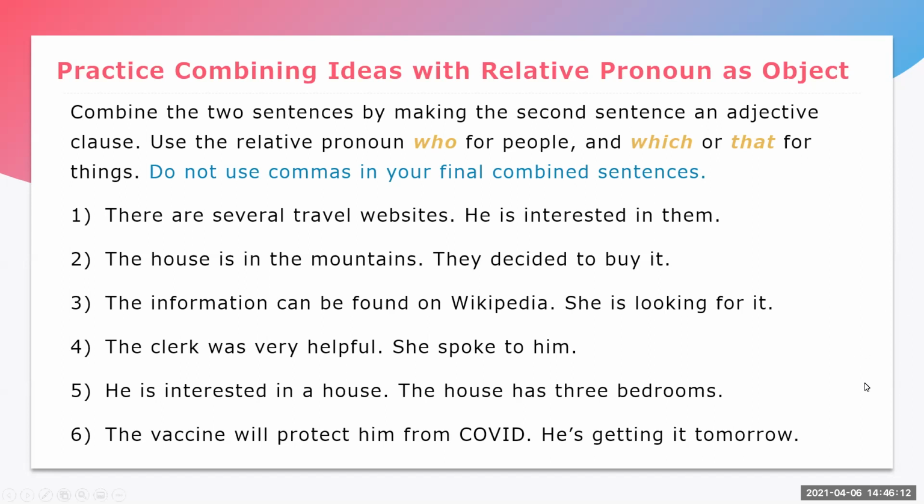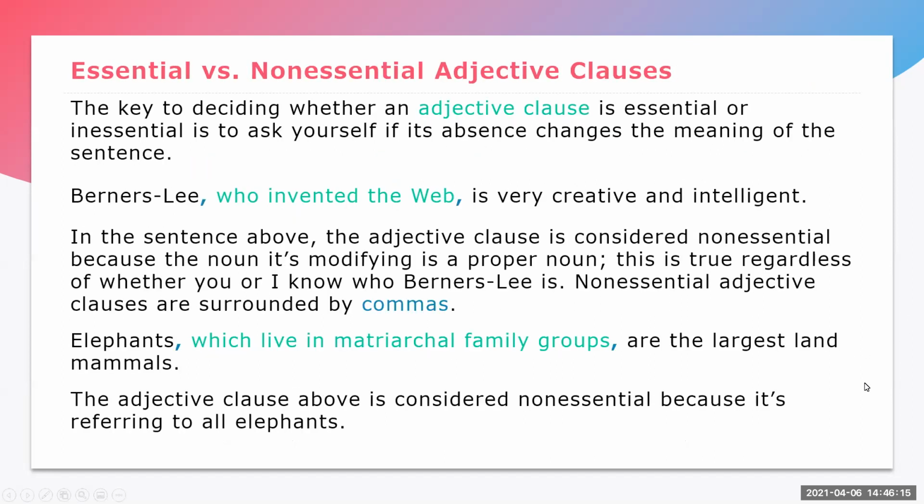In the last section of this video, we'll be going over definitions and differences between essential and non-essential adjective clauses. In general, an adjective clause is considered essential if the sentence with the adjective clause would have a different meaning if the adjective clause was removed. However, there are also some guidelines to follow when deciding whether an adjective clause is essential or non-essential.